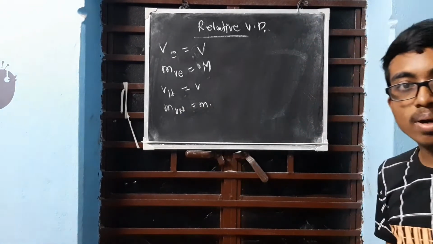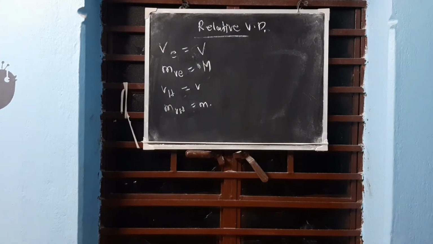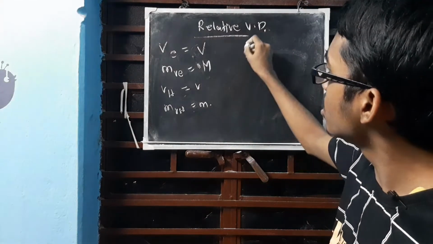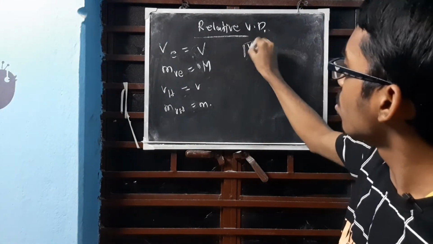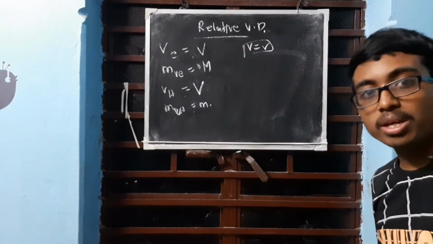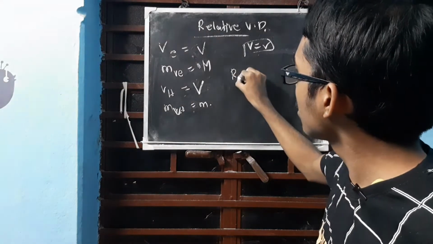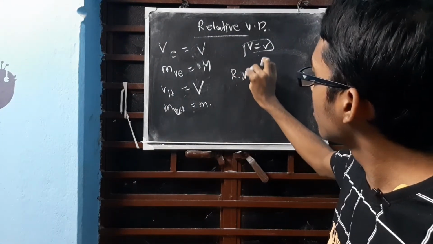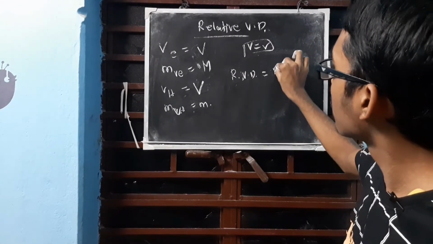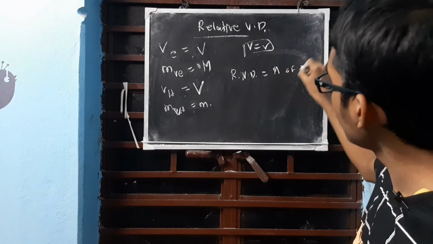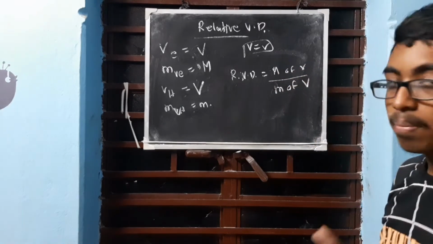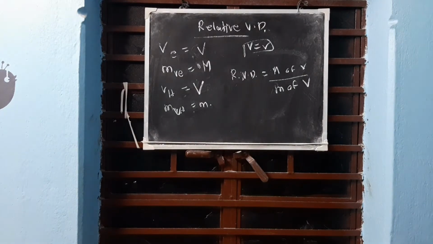Clear? So what did we define? The ratio of mass of equal volume, right? So this V and this V are equal. V is equal to V. So we can write this also as capital V. Clear? Why? Because the two volumes have to be equal. So what will be relative vapor density? Relative vapor density is the mass, that is capital M, of V divided by m of V. Both masses will not be the same.